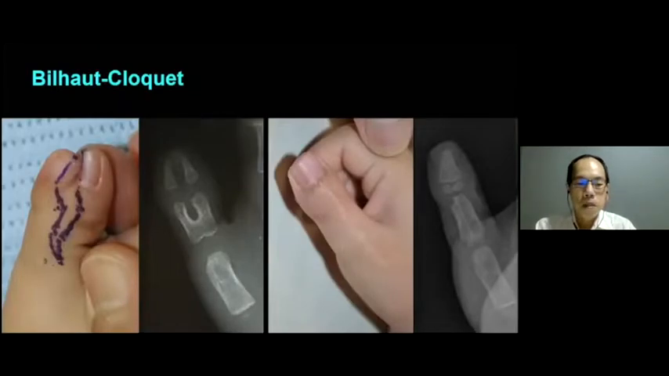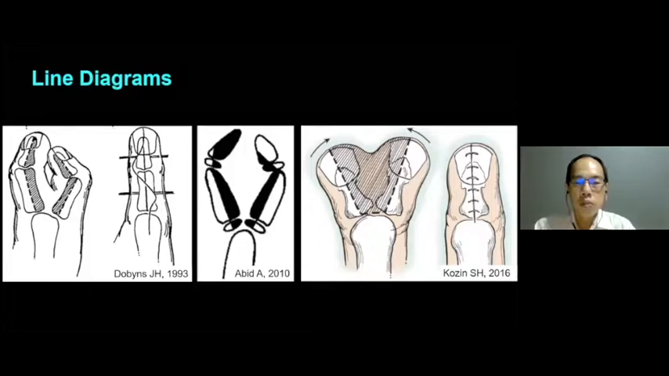I spent 2013 with Professor Michael Tonkin at the Royal North Shore Hospital in Sydney, Australia. He taught me that as surgeons, we all had our own preferences, but that our preferences must be based on principle. The Bilhaut-Cloquet procedure takes longitudinal elements from each duplicate and then combines them. But as with most surgical procedures, a picture tells 1,000 words.